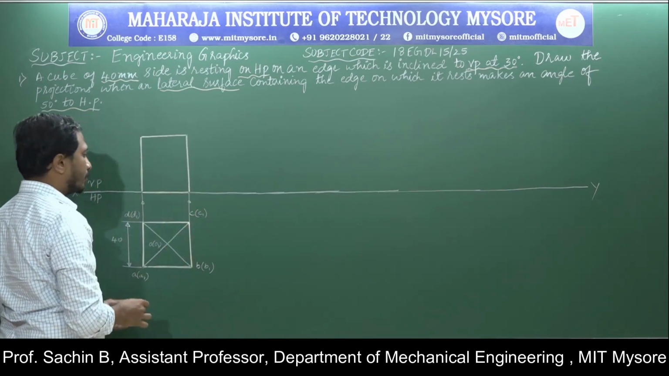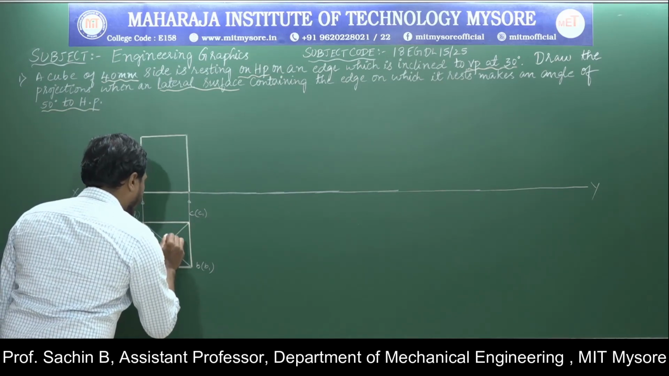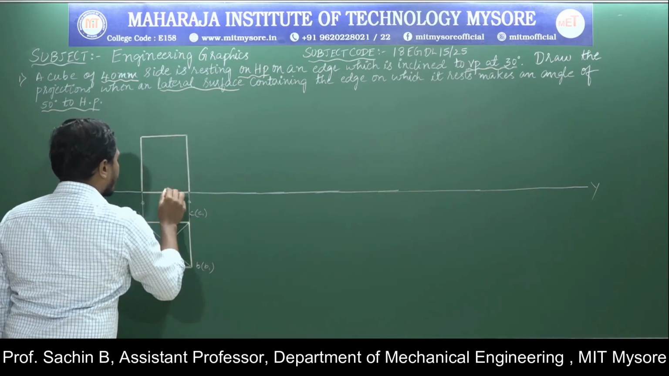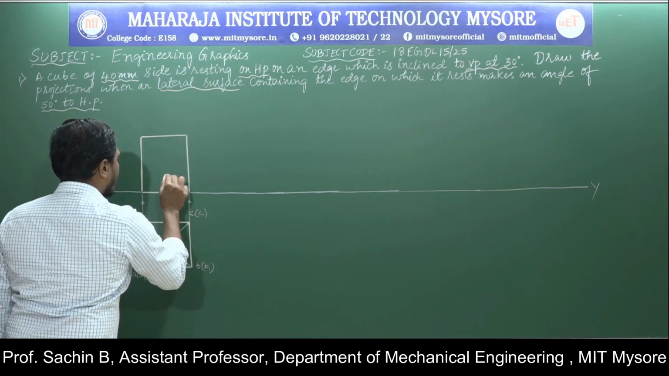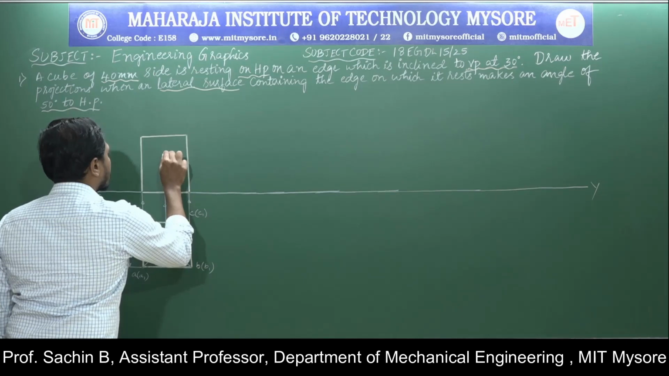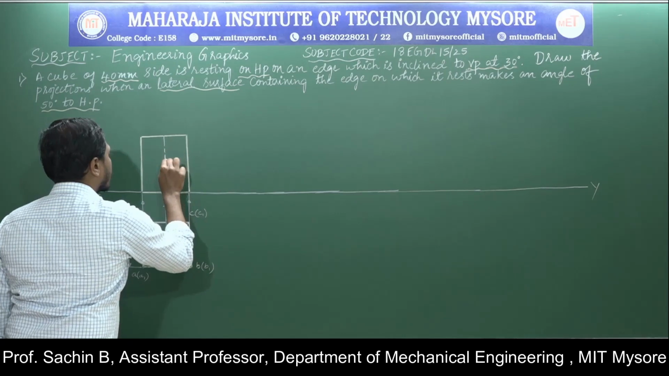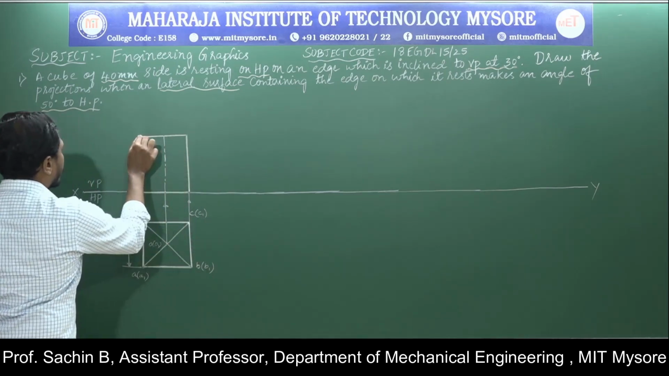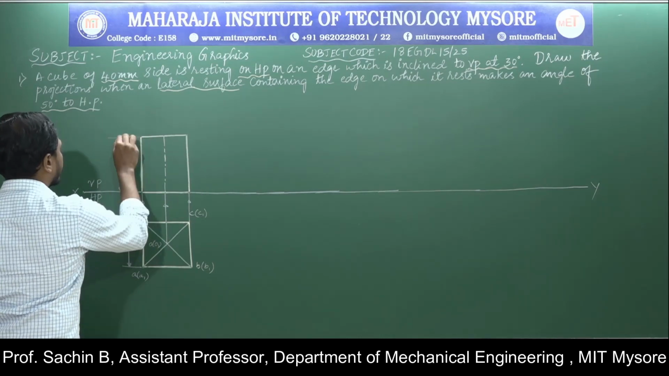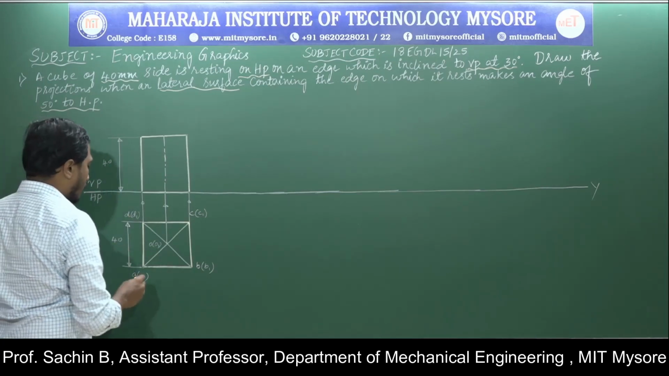Now this is the top view and front view of the object. To get the axis line, I will draw the projection line from the top view. Next I will draw it with a chain line. Now I will show the dimension. It is 40 mm. Now I will name the corners.